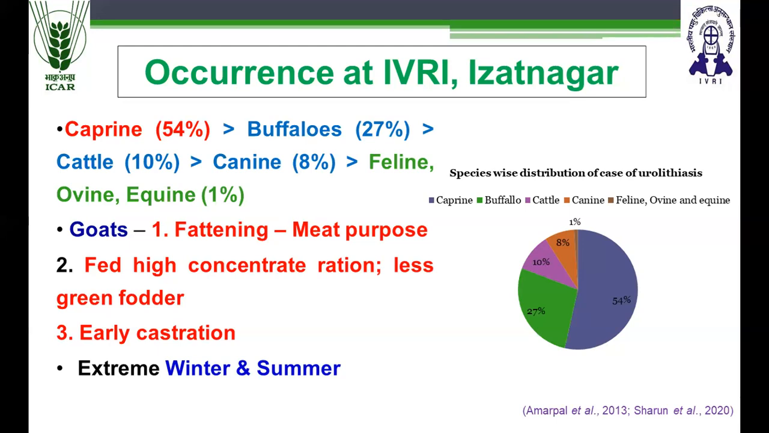And for the purpose of preventing buck odor and for fattening, they will do early castration in this particular part of the country. So, these are the main three reasons for receiving a high number of obstructive urolithiasis cases in this part of the country. And we have an extreme climate variation in North India compared to South India.